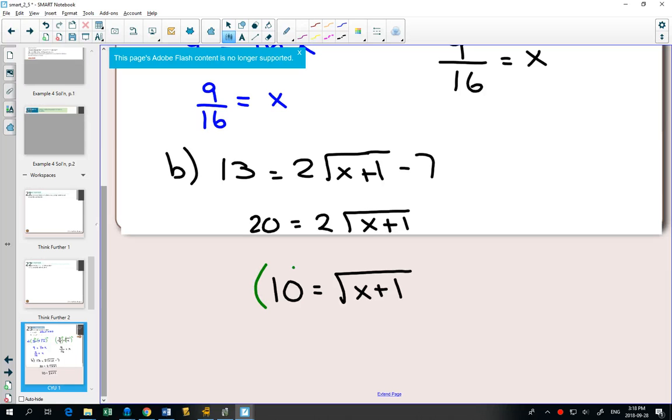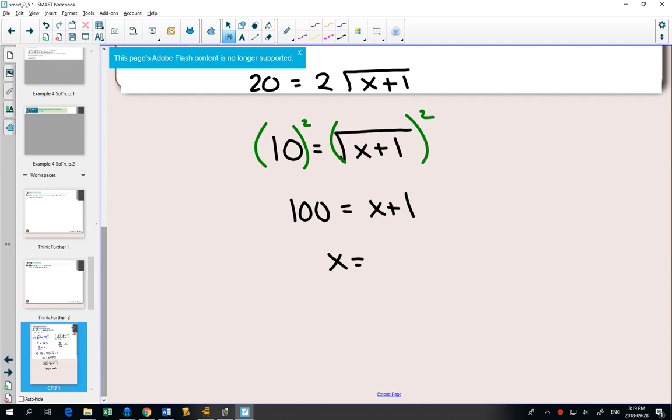I can square both sides. On this side, I'm going to get 100. On this side, I'm just going to get x plus 1. Move the 1 over. x is equal to 99.